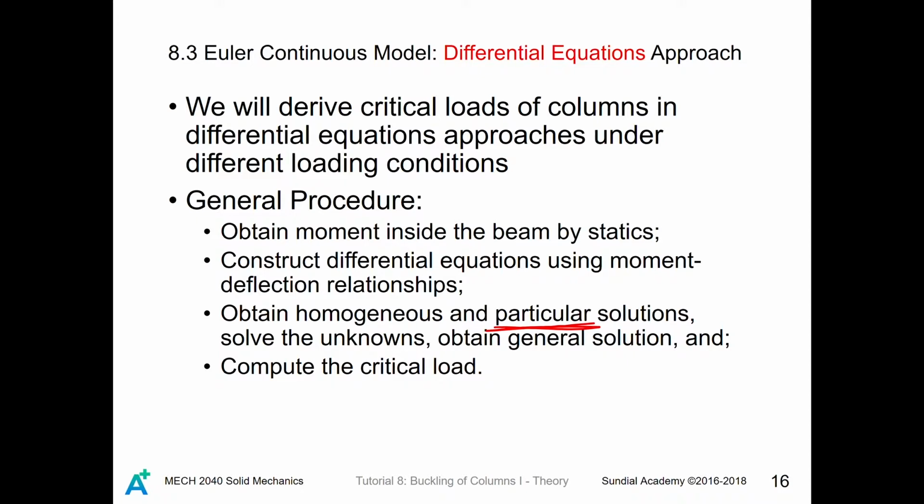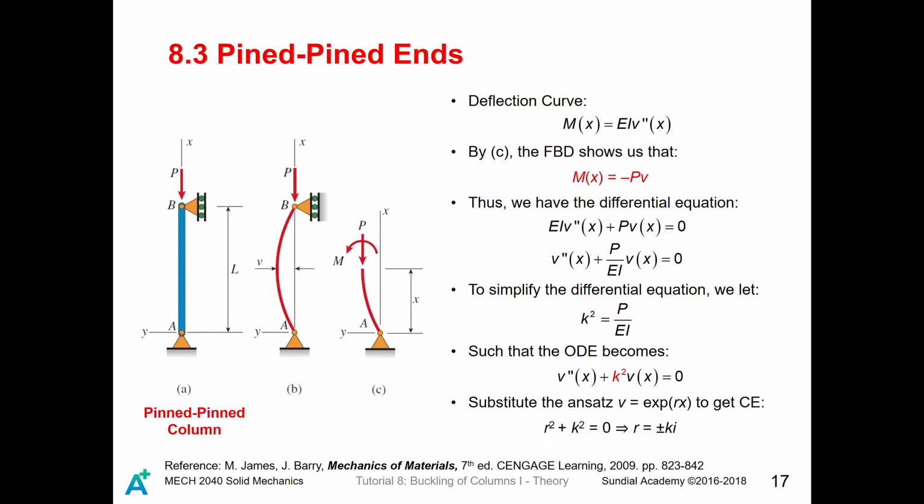Next, let's discuss the first case of Euler's continuous model, which is pin-pin ends. We cut it and we get the moment inside the column. For this column, there could be some deflection, and of course there will be a deflection curve. We denote the deflection curve as V. Inside the column, as mentioned in our previous chapter in tutorial 7, moment equals EI V double prime x.